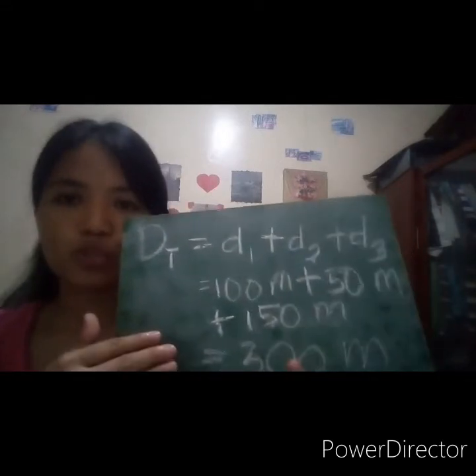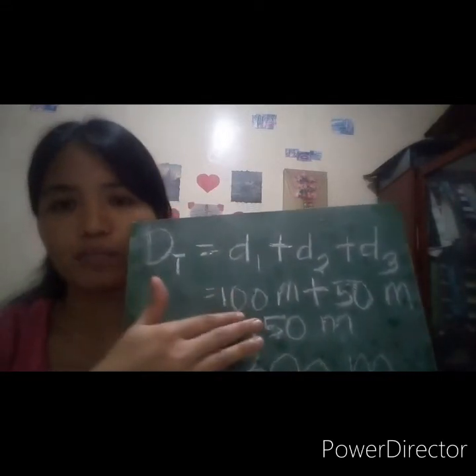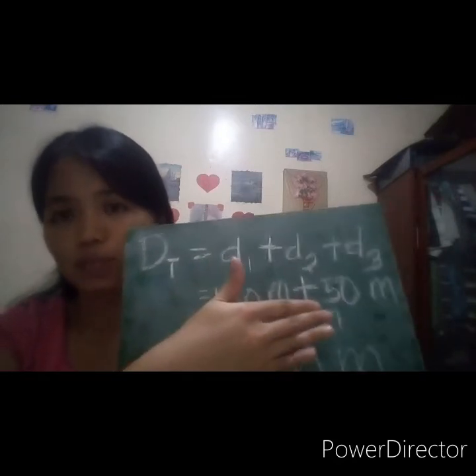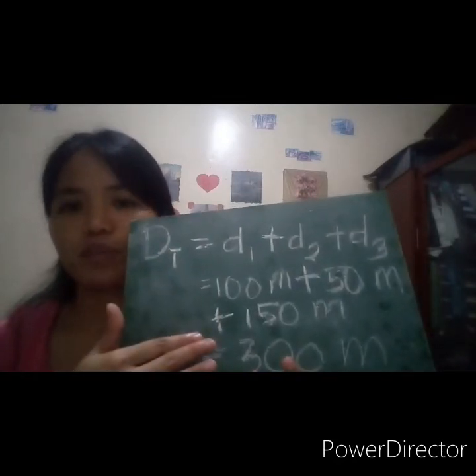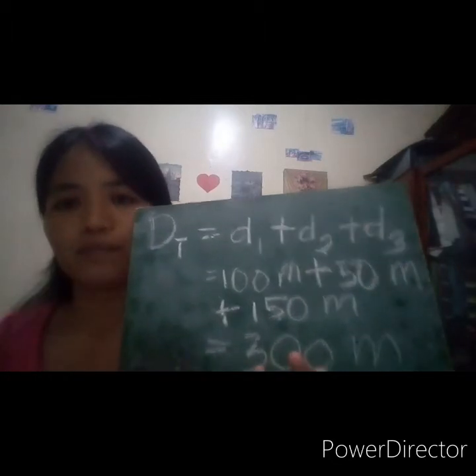You're going to substitute the values. So we have 100 meters plus 50 meters plus 150 meters for a total of 300 meters, meaning the total distance traveled by the turtle is 300 meters. Now take note that for distance, all you have to do is to add all the distances. Now let us talk about the displacement, which is a vector counterpart of distance.